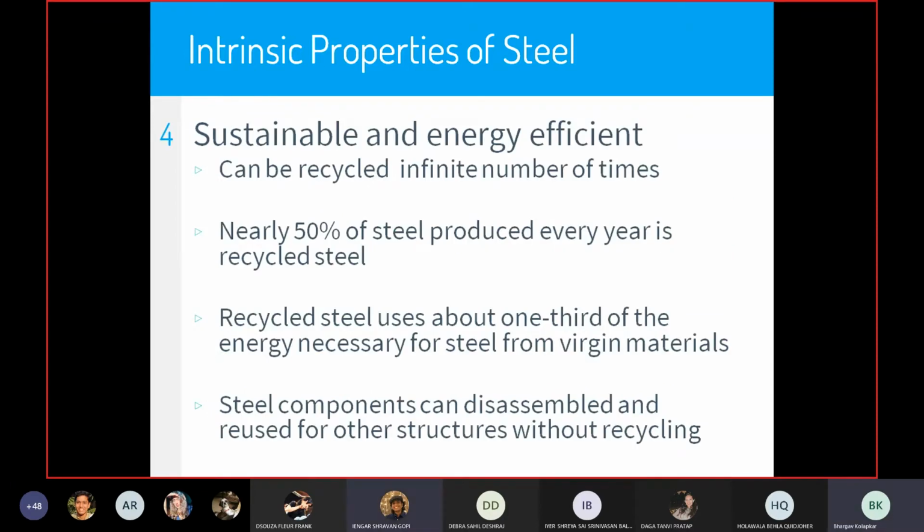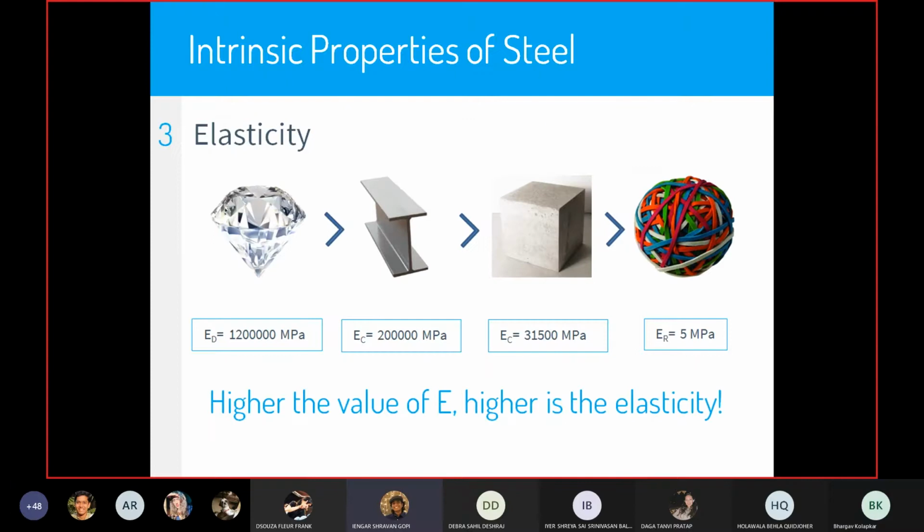But won't diamond and concrete shatter before deforming? That's why they don't deform. No, that's a different story. We're not getting into behavior. We are just trying to understand how much stress is required to deform it by a unit amount. Okay, we are not getting into ductile or brittle behavior. Right.